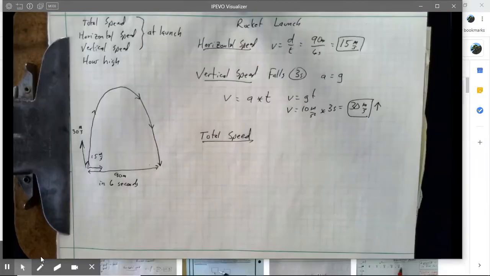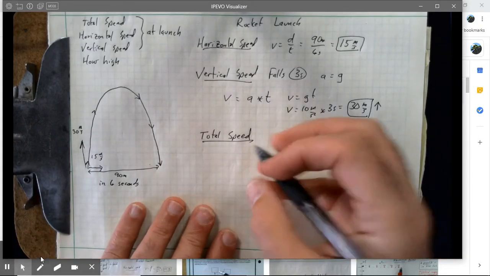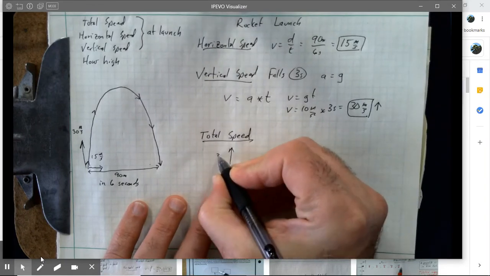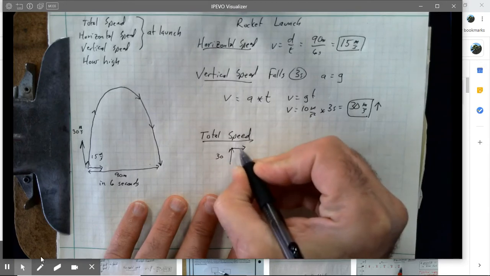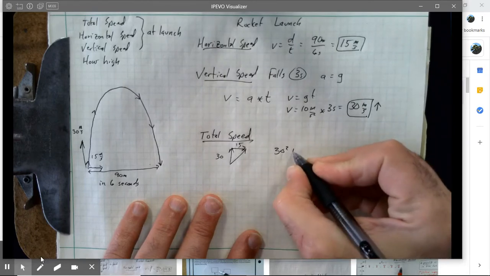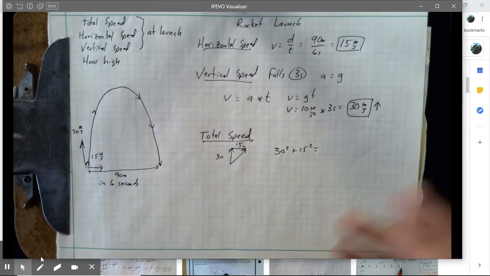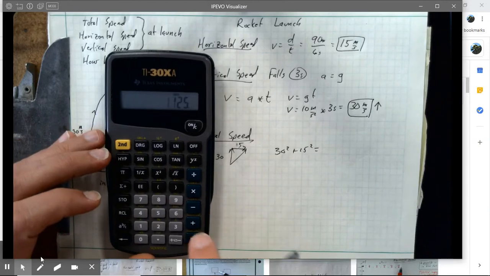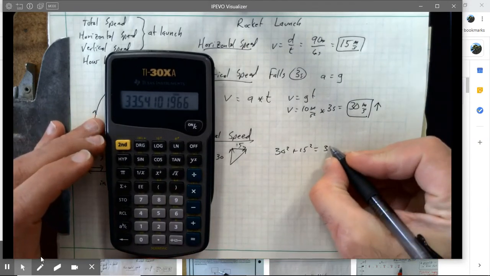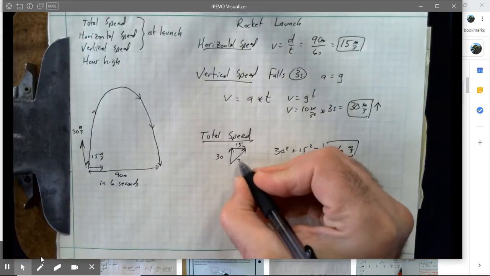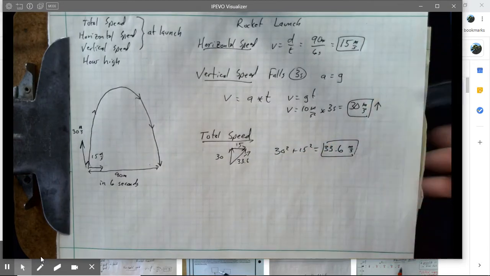That's the vertical speed. All right, so for total speed, we're going to add a couple of vectors. So we have the vertical speed is 30 meters per second, and then the horizontal component of the speed is 15. And we're just going to Pythagorize. So we're going to wind up with 30 squared plus 15 squared equals. We'll take the square root of that and we get 33.6 meters per second. That's the total speed. So 33.6 by combining those two.